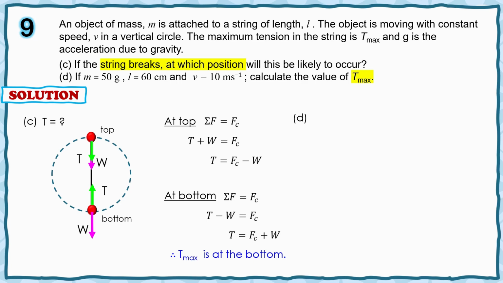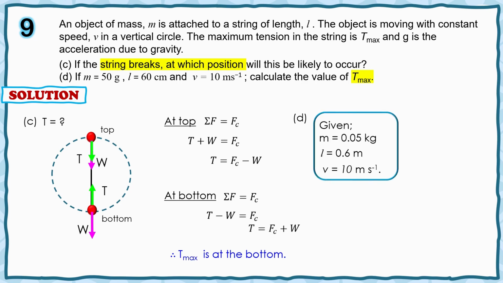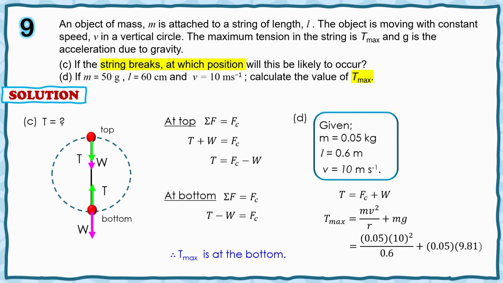For question number D, given the mass, the length and the V as shown, you need to calculate the maximum tension. Just now we know that comparing the bottom and the top, the bottom is higher, or we can say the maximum tension is at the bottom. So we can use that equation, T at the bottom, and then we substitute the value for net force and also the weight. When you substitute, you will get that the maximum tension is 8.82 Newton.